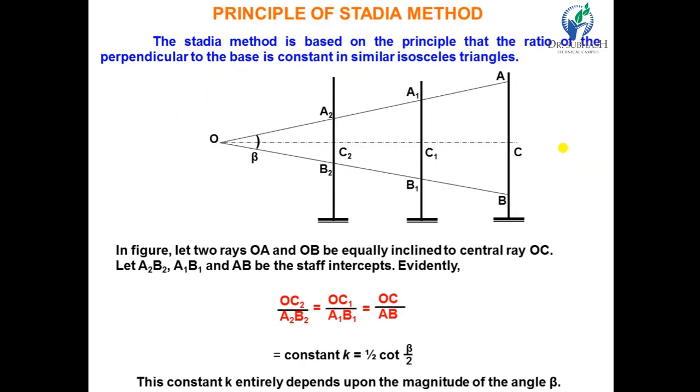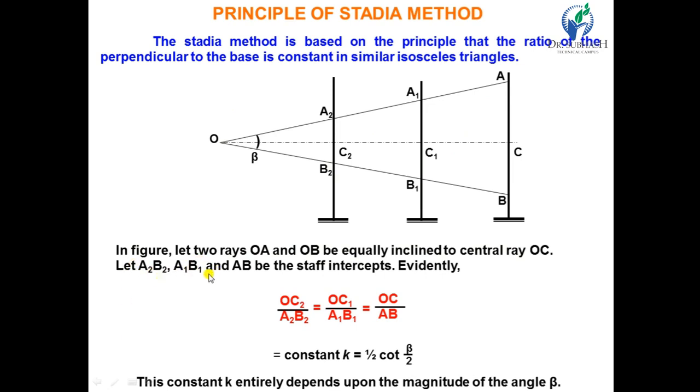Now, what is the stadia method? See in the figure, that is some observation point O, and those are the different staff readings A2, B2, A1, B1 and AB. That is the upper end, lower end, and that is the middle reading. So, from the figure, we can conclude that two rays OA and OB are equally inclined to the central ray OC.